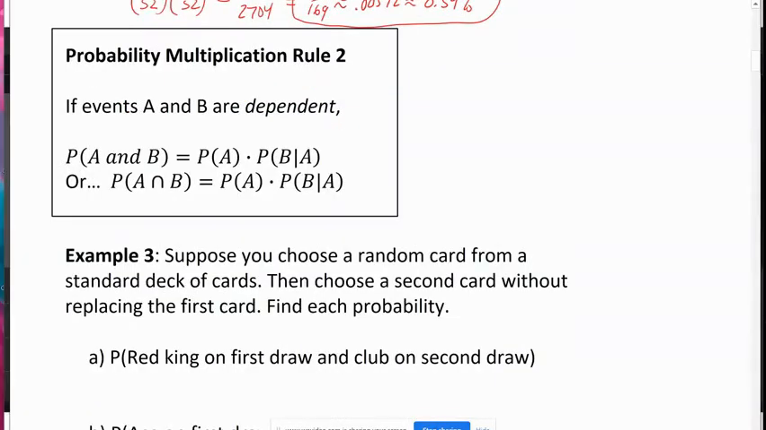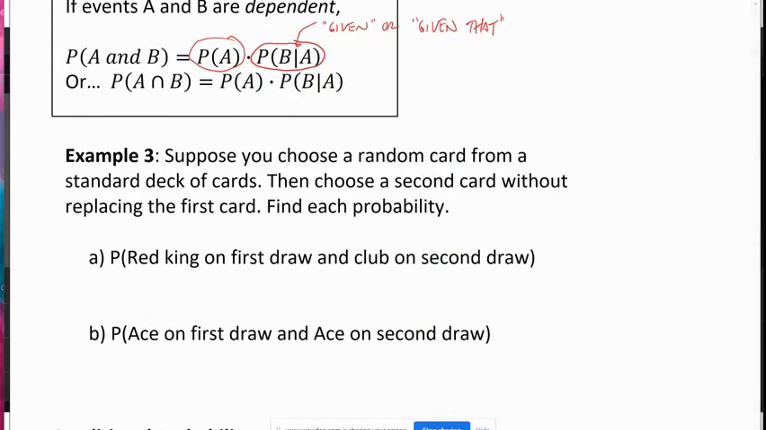In our second multiplication rule, this deals with when the events are dependent, and so there's some new notation here. When you see this vertical bar, we say "given" or "given that." So the way this reads, this is the probability of A times the probability of B given A. And what that means is the probability of B happening given that A already occurred. And so whenever we see that vertical bar, we say given. So B given A, or B given that A already occurred. And so we can see this in the next example.